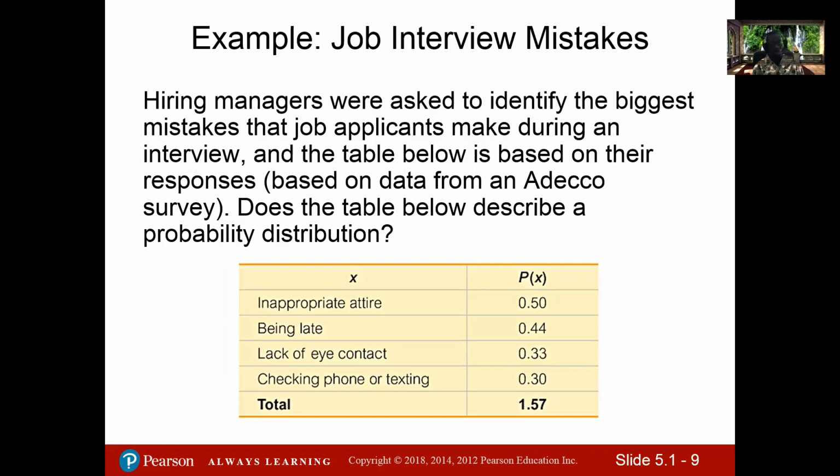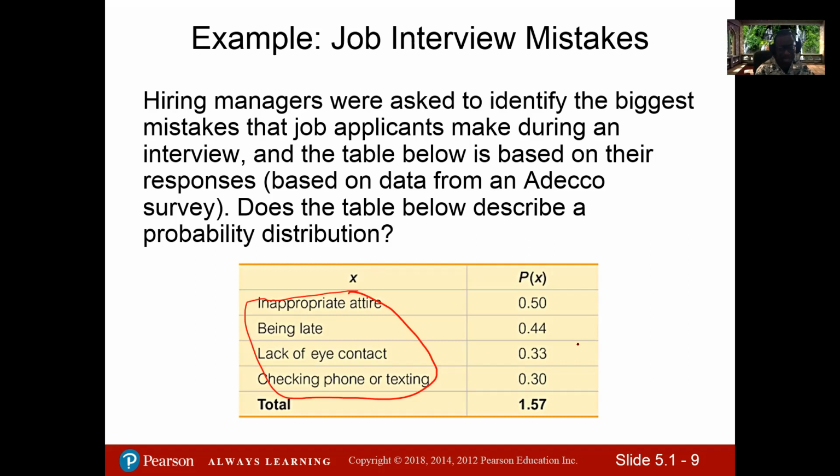Thus, does the table below describe a probability distribution? As you can see, this is your X, your random variable: inappropriate attire, being late, lack of eye contact, and checking. Now, the random variable must have numerical values. Because of that, just that one reason, this is not a probability distribution.